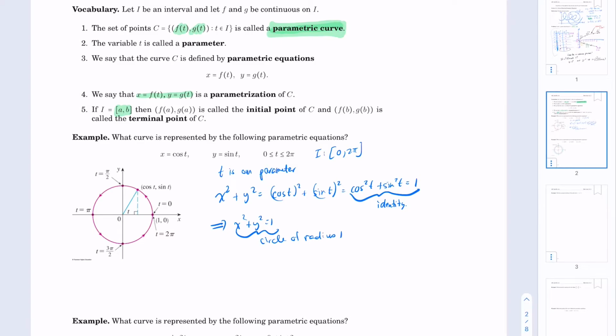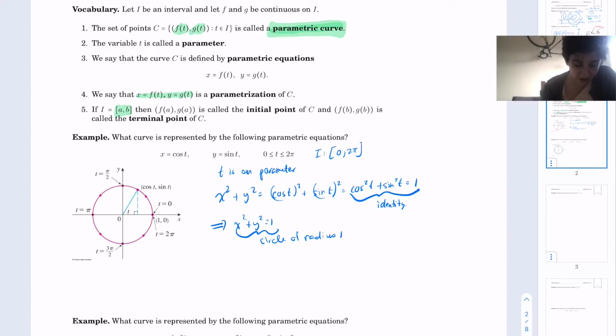But it's not just a circle of radius 1. It's a circle of radius 1 that is traced in a particular way. It's drawn in a particular way. Okay? And so where are we starting? Well, our diagram here is leading the charge. When t is equal to 0, we start at this point, (1, 0). When t is equal to pi over 2, we find ourselves at the coordinate (0, 1). Okay, when t is equal to pi, we find ourselves at the coordinate (-1, 0).